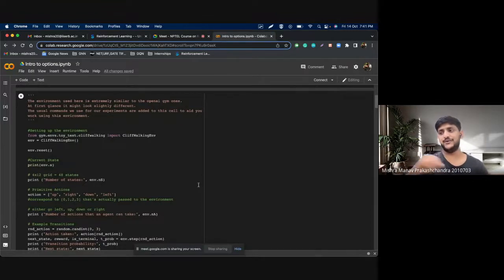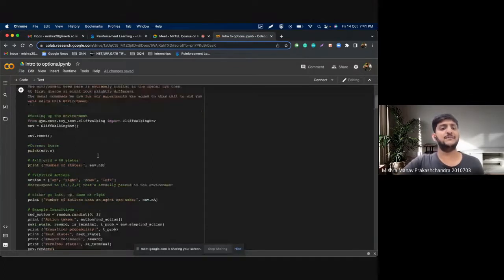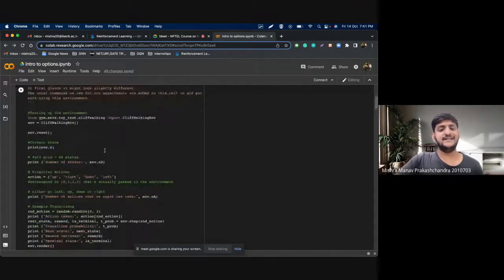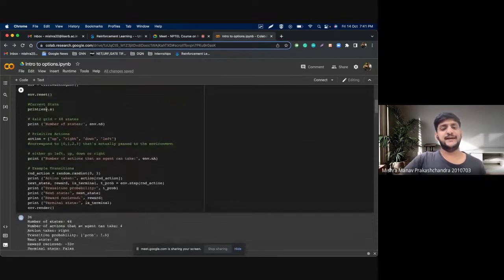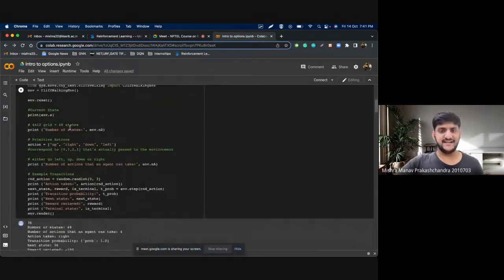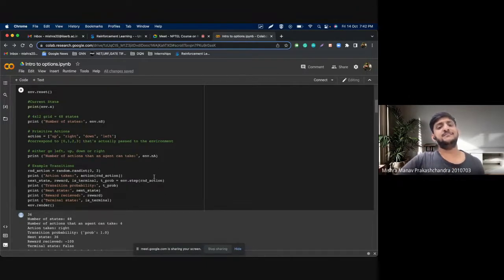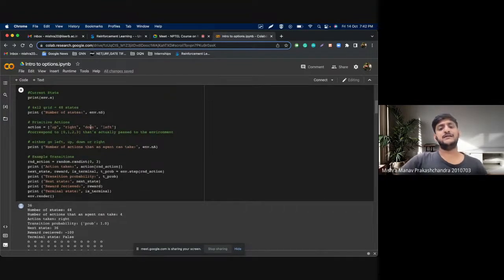The environment that we are using is the cliff walking example, right? You want to go from one point to the other point, and in between there is a cliff. It's the example that we had seen when we were comparing Q-learning and Sarsa. This is a gym environment known as the cliff walking environment. You define that environment, call reset, and then print. env.s prints the state that the agent is currently at. Since this is a 4x12 grid, there are a total of 48 states. If I print the number of states, I get 48. And the primitive actions that I have are up, right, down, left.